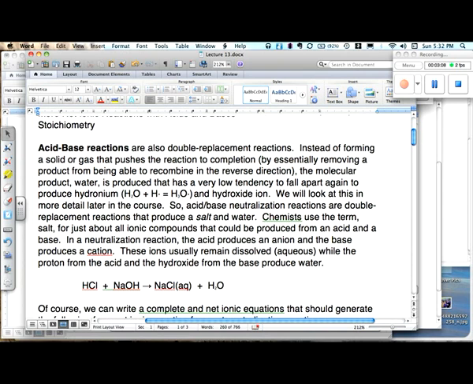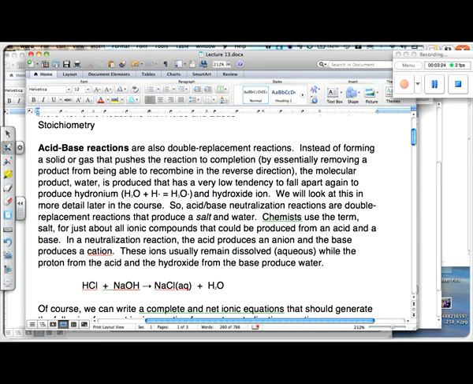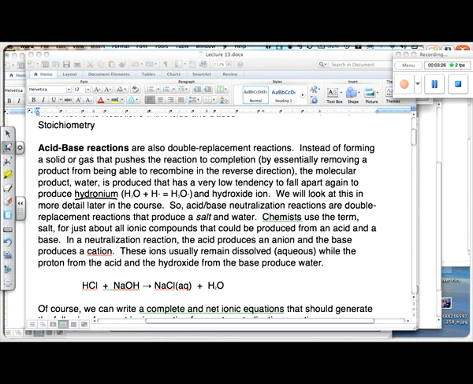Okay, acid-base reactions are also double replacement reactions. Instead of forming a gas or a solid that pushes the reaction to completion, we form water. Water has a very low tendency to fall apart, again, to produce hydronium and hydroxide. We will investigate this in exam 4 material when we look more at the chemistry of water. Salt and water.